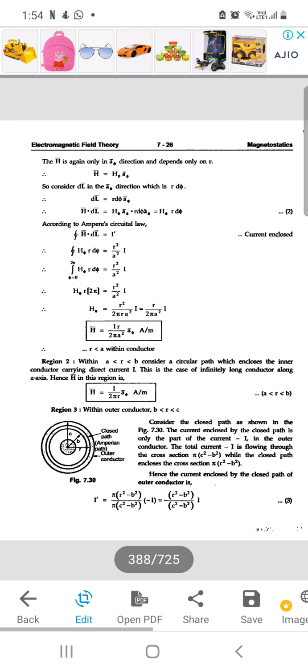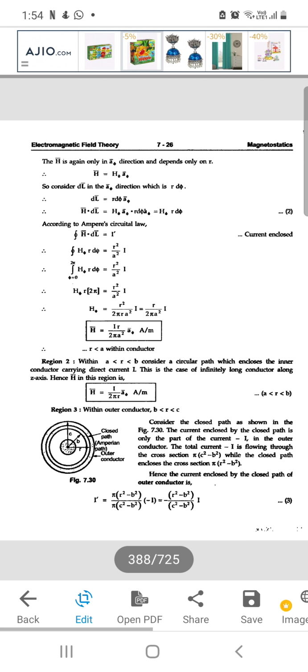So here in this case, when you equate H dot dl to I dash, you get H phi into r into the integral from 0 to 2 pi d phi is equal to r square by a square into I. While integrating and applying limits to phi, you get H phi into r into 2 pi is equal to r square by a square into I. So our final answer will be H equals I r by 2 pi a square a phi amperes per meter in the first case where r is less than a.